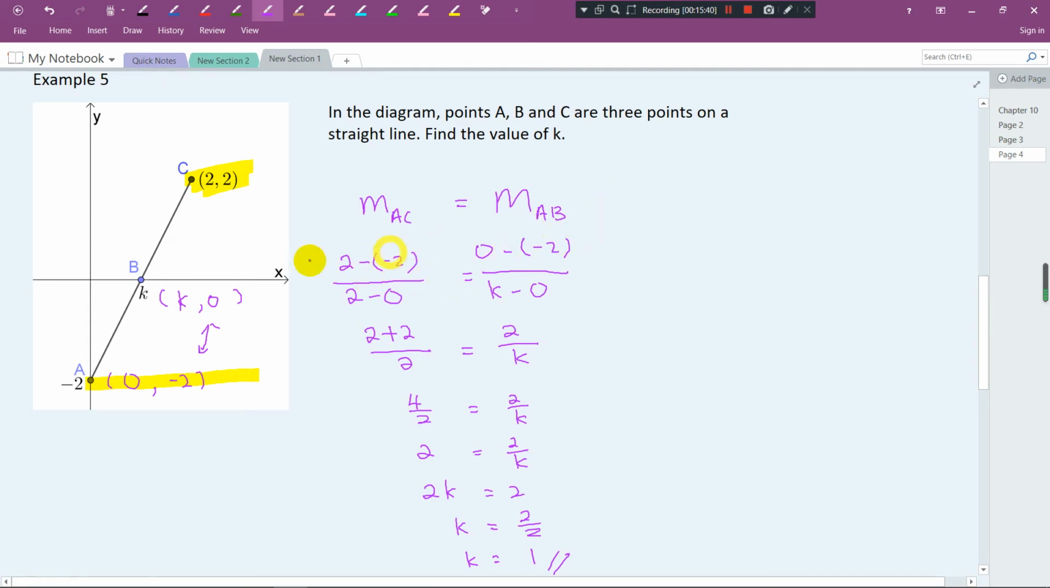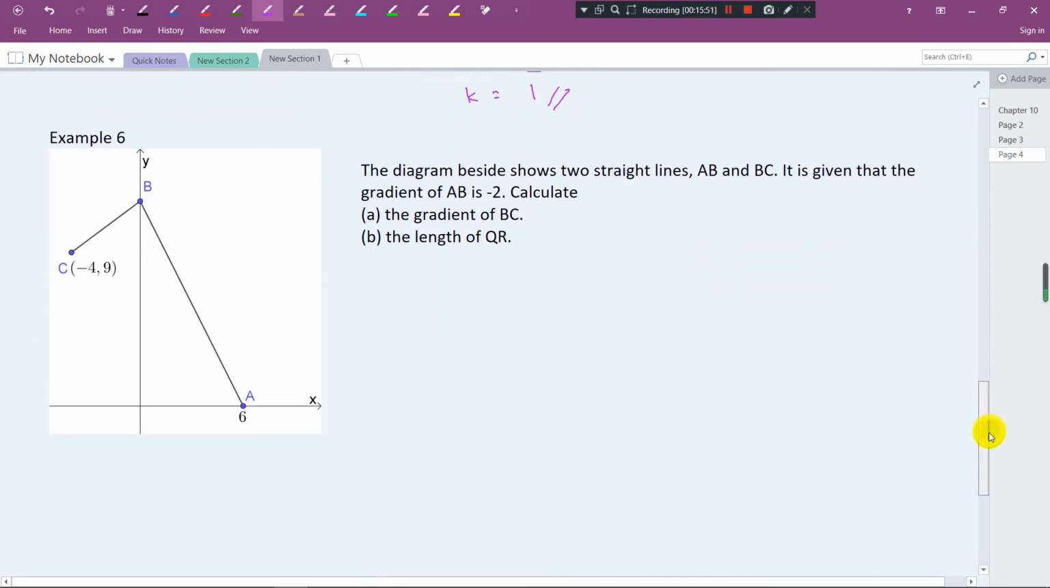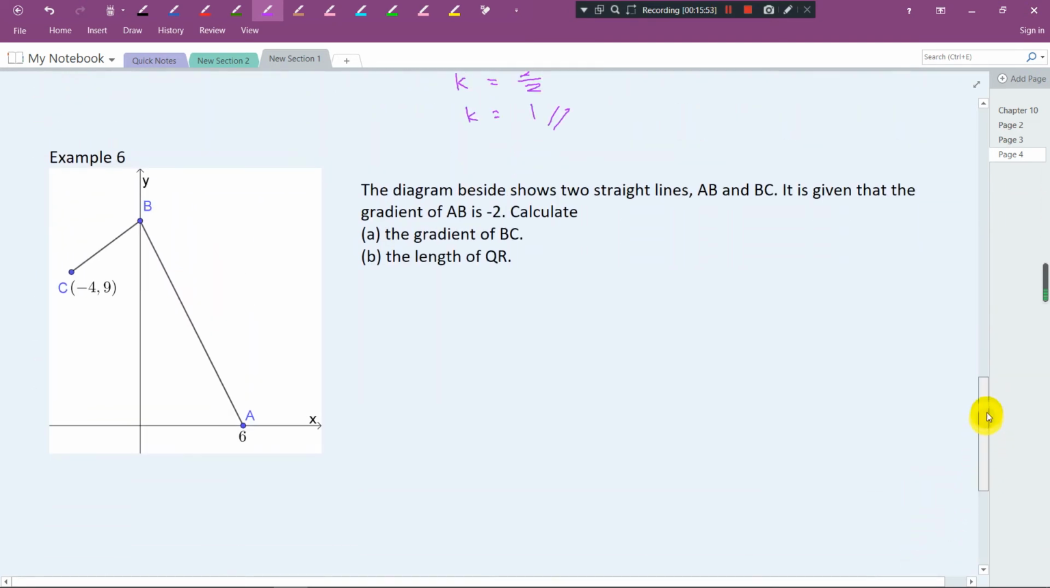Okay, so any problem? I hope that you remember what I told you just now. Any 2 points that fall on the same straight line, they have the same gradient. Okay, let's try the last question for this video.